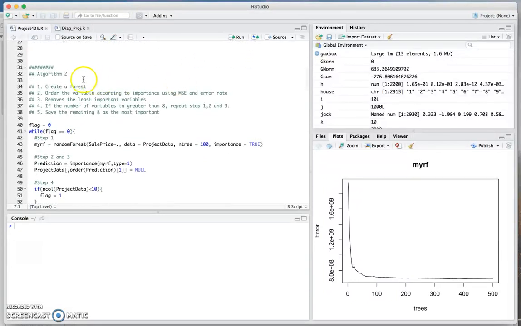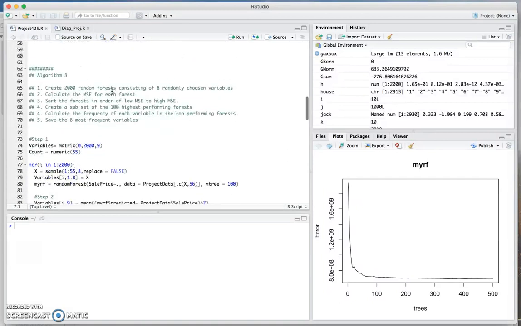The second algorithm is basically like the first one. We create a forest, we order variables according to importance, and then instead of removing 47 variables at the same time, we remove just 1. Then we grow a new forest, order them according to importance, and remove another variable. We iterate in this process until we have only 8 variables left.